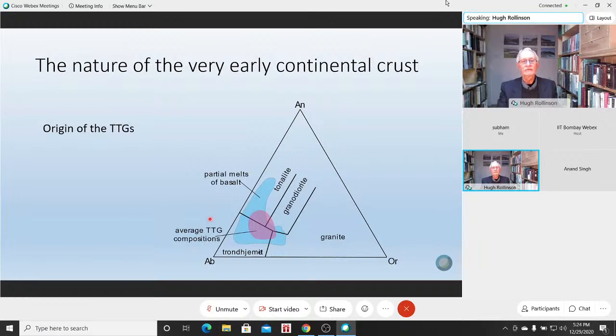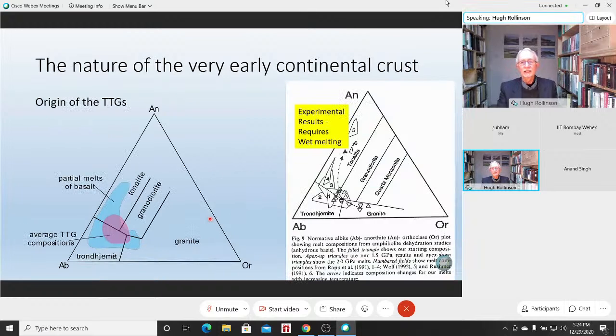Certainly, they are derived from a basaltic parent. When we look in detail, and this is a result of experimental melting, we find that in order to produce felsic rocks, there needs to be water present. So there has to be wet melting. So it's normally melting of a wet basalt, an amphibolite maybe, a rock which has got water in its crystal structure, which gives rise to the synergy between TTGs and partial melts of basalt.